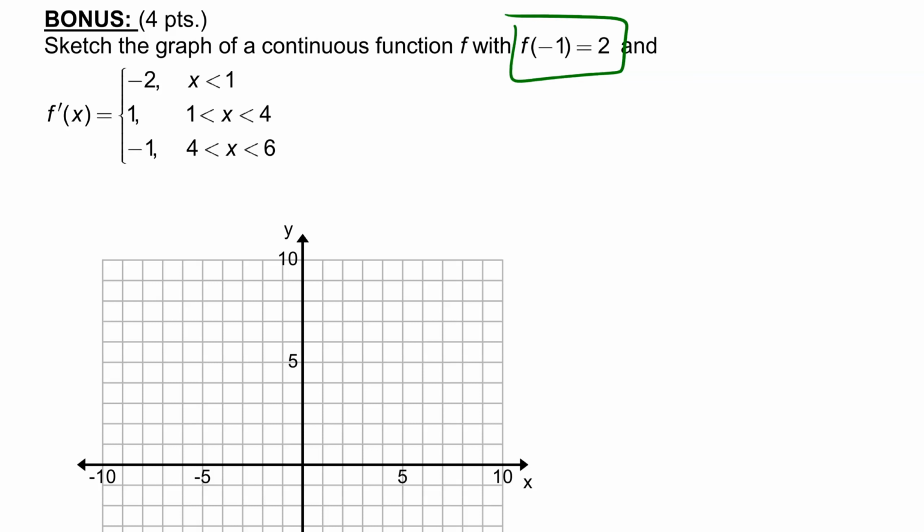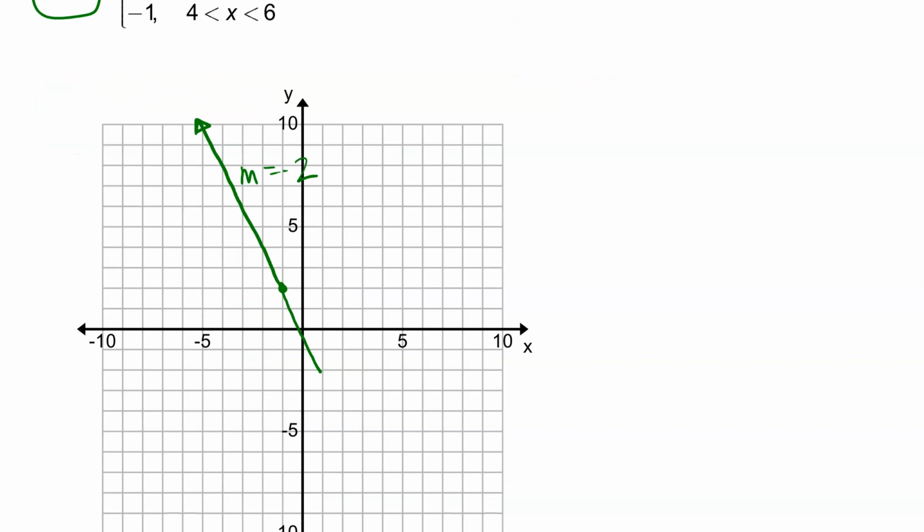First, f of negative 1 is 2. So I go to negative 1 and I make a point at 2. This is telling you what the slopes are. We have a point, and f prime of x is the slope. So the slope is negative 2 all the way to 1. I'm making a slope of negative 2 all the way to 1, and then I continue with the slope all the way up here. Then my slope is 1 from 1 to 4. So slope 1, 1, 1 right here. And it has to be continuous. Notice I have straight lines because my slope is exact.